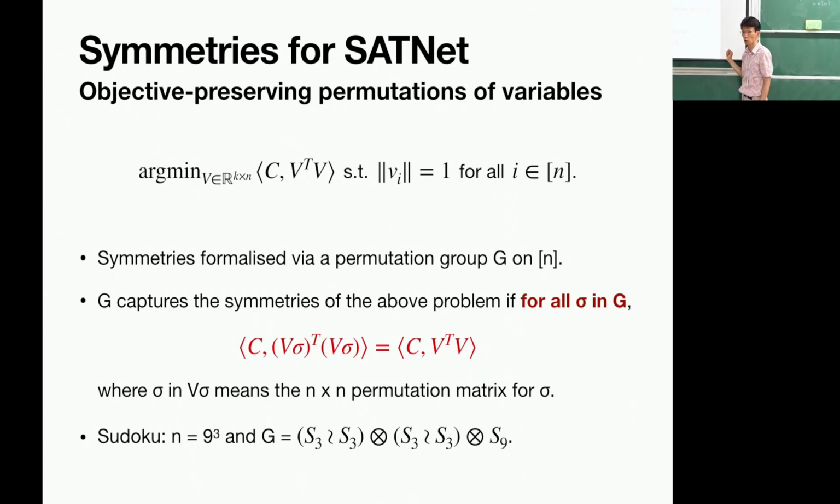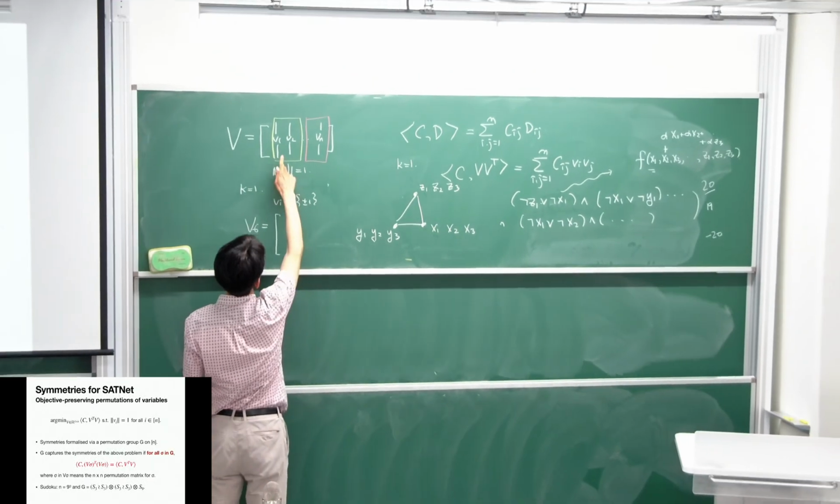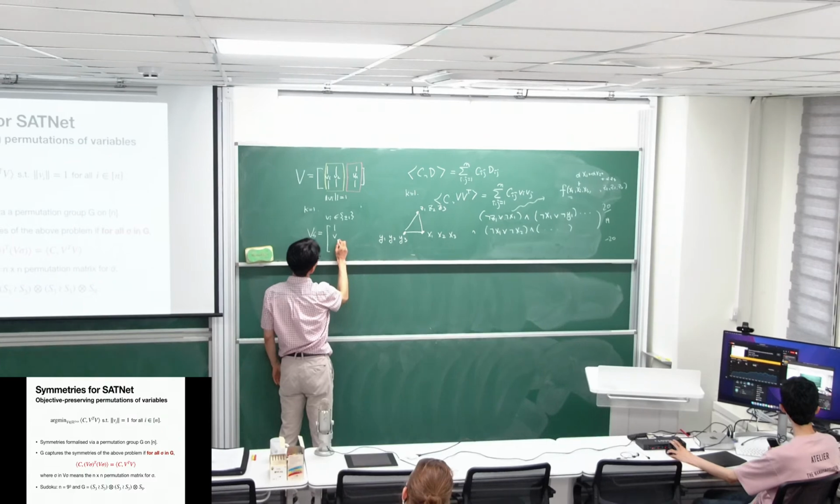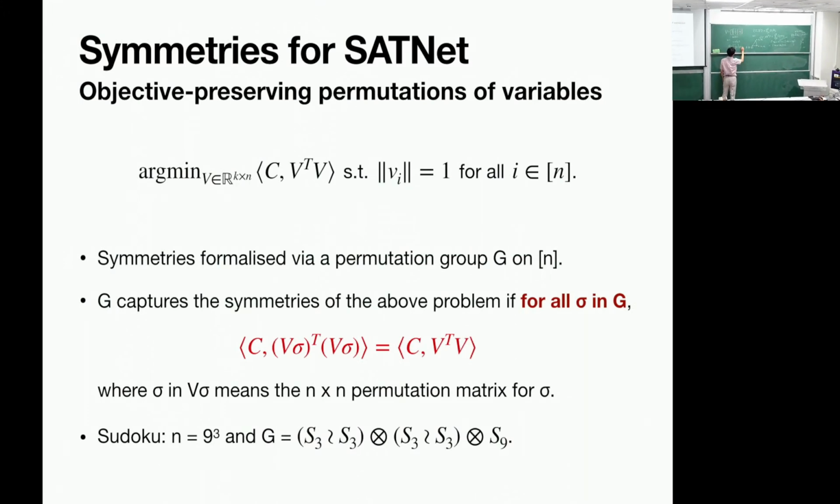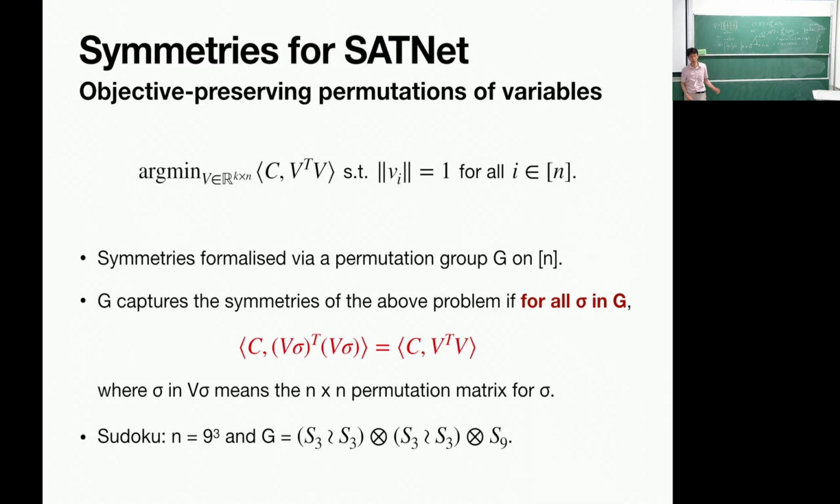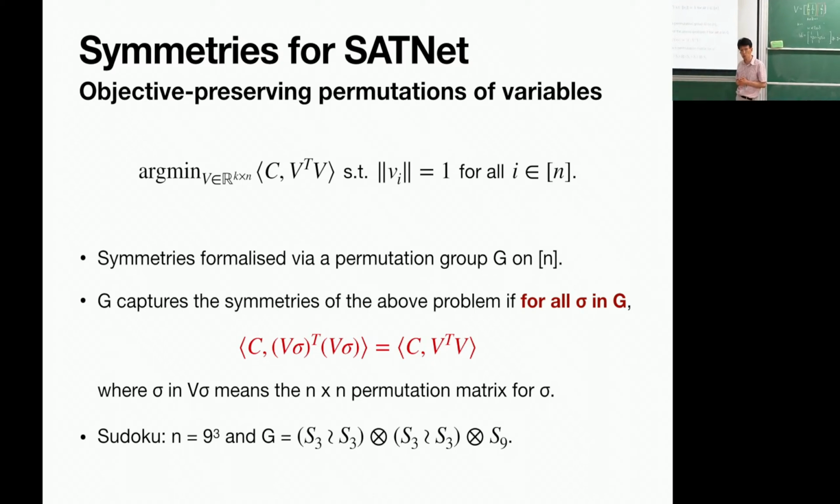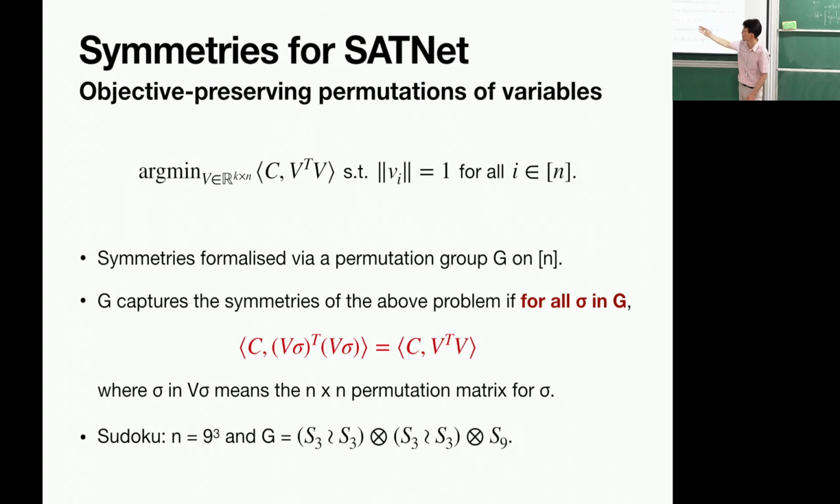For any permutation sigma in G, V sigma just means that we obtain the matrix like this, where the first guy is either sigma minus 1 or sigma. So it's a rearrangement of the order of the variables. We apply this rearrangement on V on this side as well as the other side. And we say that G captures symmetries if this rearrangement doesn't change the optimization objective. From the perspective of the optimization, V and V sigma are essentially the same thing. Intuitively, that corresponds to the symmetries of the problem.